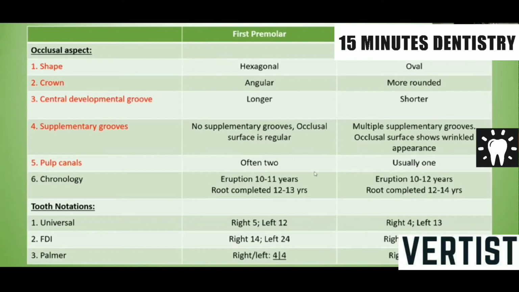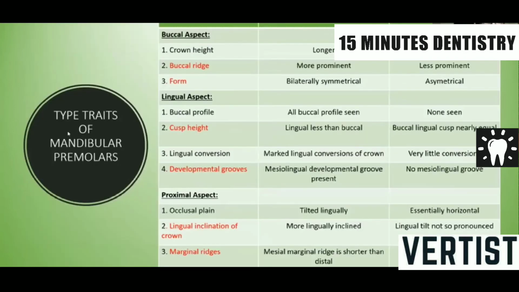The first premolar erupts at 10 to 11 years and the second erupts at 10 to 12 years. Now the type traits of the mandibular premolar, the difference between the first premolar and the second. From the buccal aspect, the buccal ridge is more prominent in the first premolar and less in the second premolar. In form, the first premolar is bilaterally symmetrical.